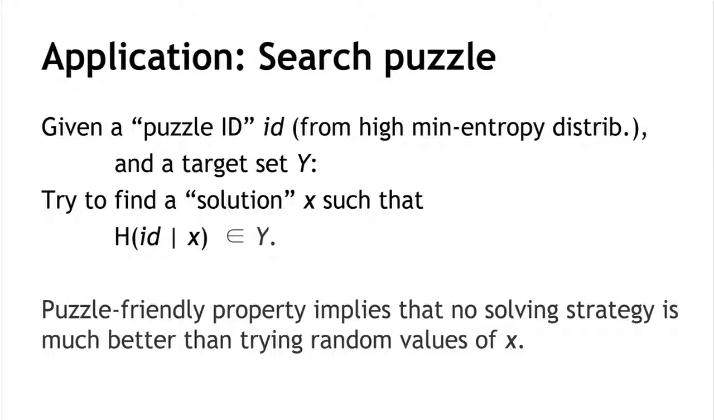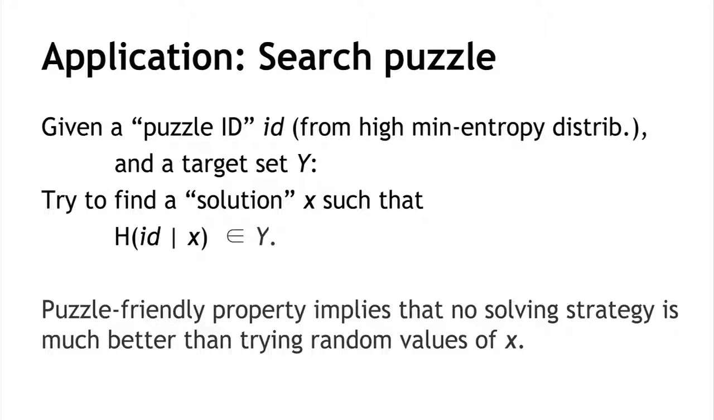To be more specific, the idea is that we're given a puzzle ID, which is chosen from some high min-entropy distribution, that is, some very spread out probability distribution, and we're given a target set y, which someone wants to make the hash function fall into. Then we want to find a solution x, so that if we hash the puzzle ID together with the solution x, we get a result that's in the set y. So y is a target range or set of hash results that we want, the puzzle ID specifies a particular puzzle, and x is a solution to the puzzle.